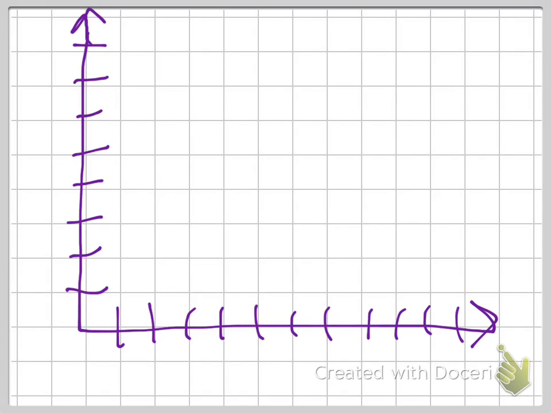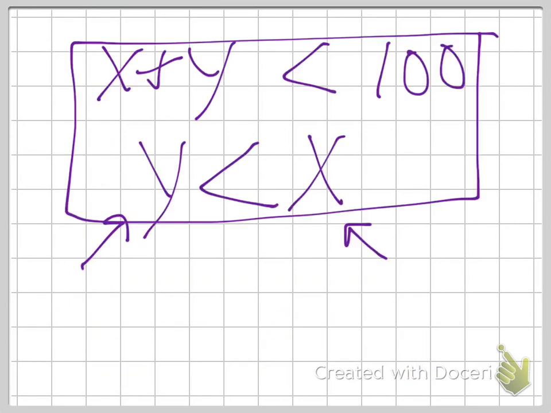I'm going to label my graph by tens. Every square is going to be 10. So there we go, we have our graph labeled. So over on the side where we have our blocks, let's graph our first equation. I'm going to start with this easy one right here. Y is less than X.